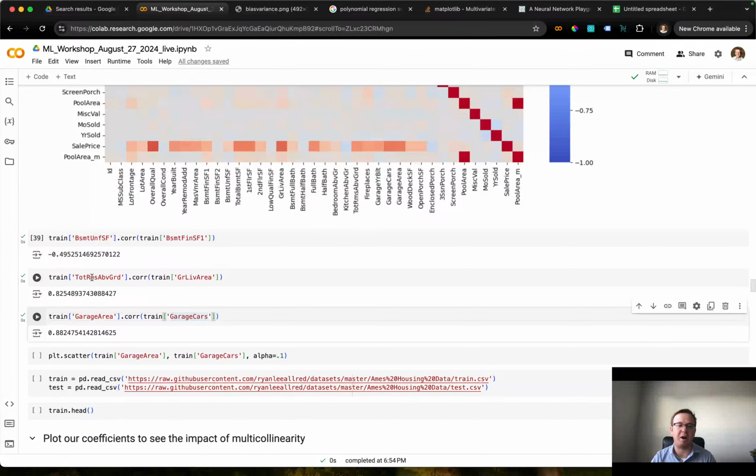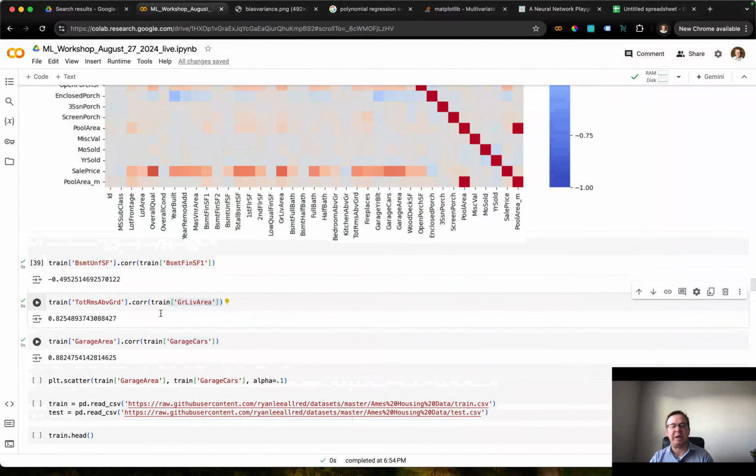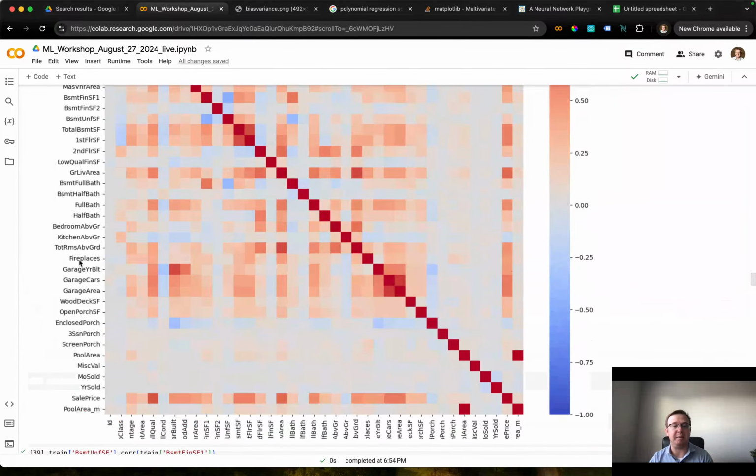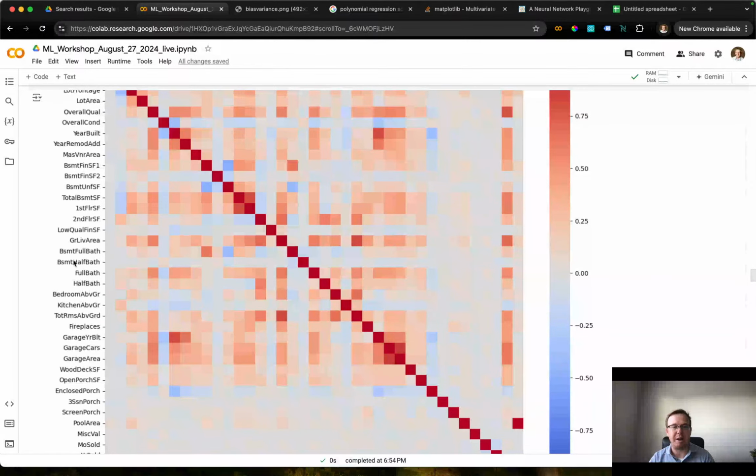Garage area and the number of cars, the number of rooms above ground and the square footage above ground. What do you know, right? And in fact, we could take a lot of these variables and we could combine them. We could combine a lot of the square footage areas maybe into just one square footage variable. We could combine the number of basements, full baths, half baths into just a number of rooms variable, or number of full baths and half baths. We could just say 3.5 if there's 3.5 baths, something like that.